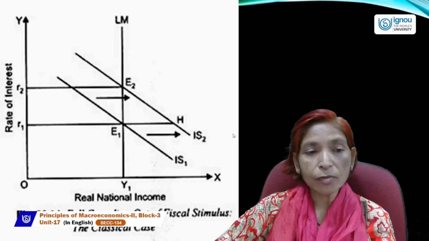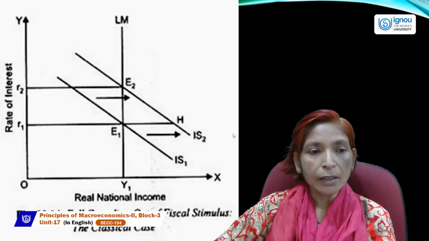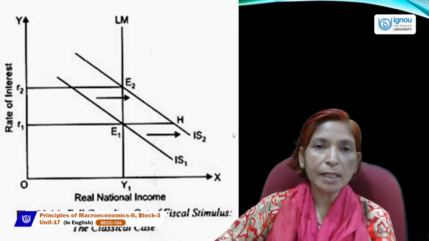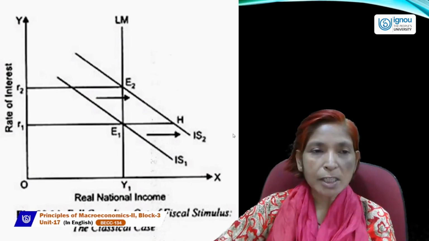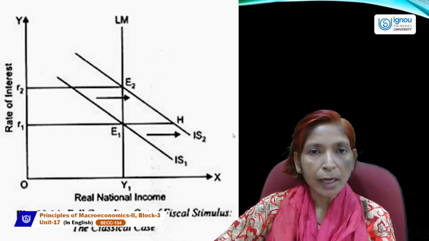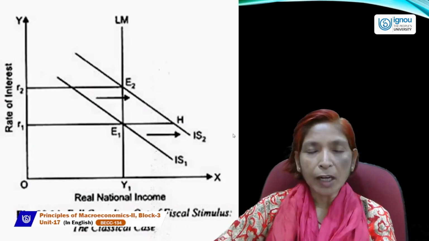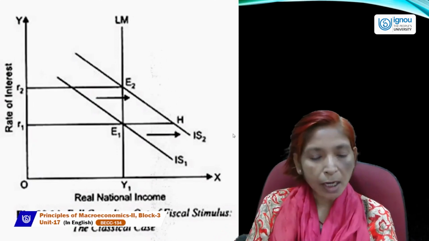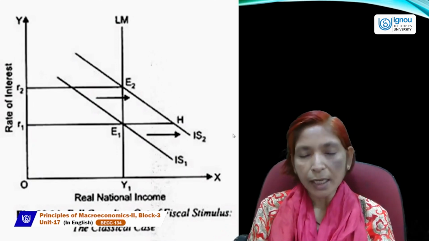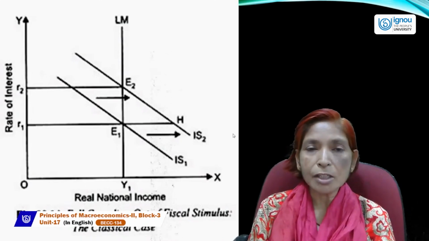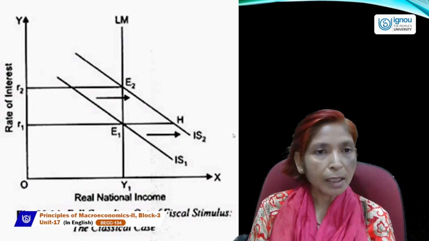But if the LM curve is vertical, then due to expansionary policy only the rate of interest will rise, all private spending will be crowded out, and the level of income will not increase. That's why if LM is vertical, the full crowding out situation will exist. This situation is also known as the classical situation or classical case.